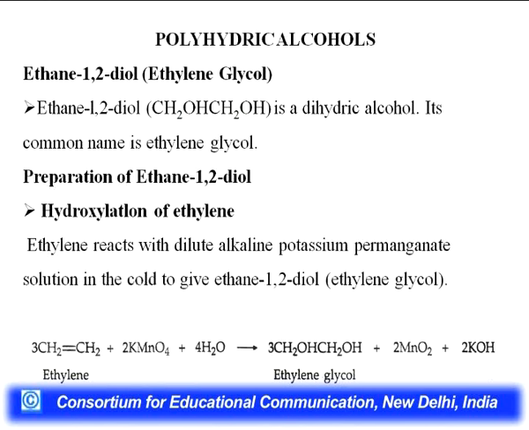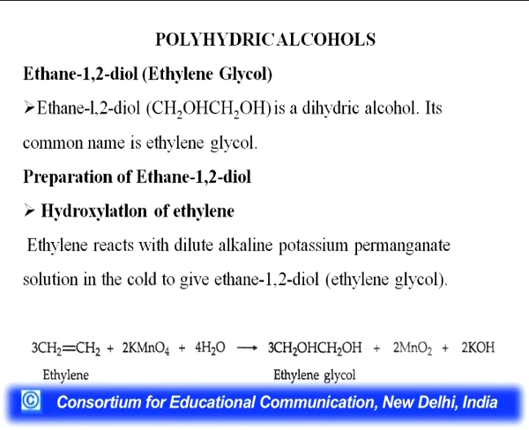Now the next compound is polyhydric alcohols. In this series I have taken ethane 1,2-diol, also known as ethylene glycol. Ethane 1,2-diol: you can see the structure, the two hydroxyl groups are attached to adjacent carbons, so it is called a dihydric alcohol. Its common name is ethylene glycol.